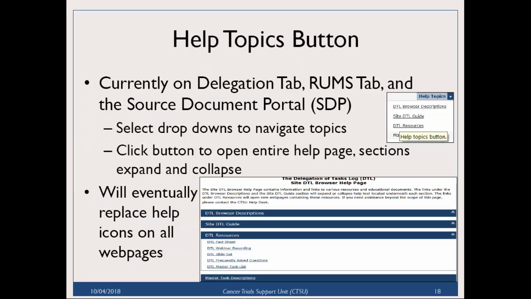There are help topic buttons that are now available on the delegation tab, on the RUMS tab, and on the source document portal. You can navigate through the topics by selecting the drop-down arrow and clicking on the link that's provided. The CTSU has plans to eventually replace the help icons on all of the web pages with this type of help topics drop-down box.